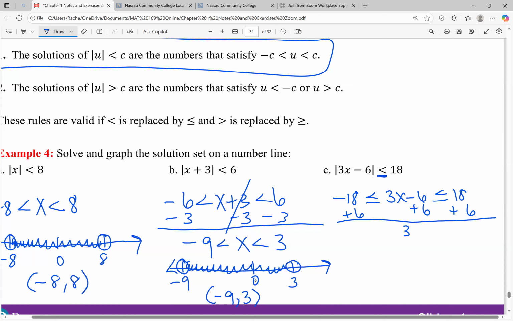So I'm going to have 3x is greater than or equal to negative 18 plus 6, which is going to be negative 12, and less than or equal to 18 plus 6, which is going to be 24. And now let's divide everybody by 3. So we're going to get x is greater than or equal to negative 12 divided by 3, which is negative 4, and less than or equal to 24 divided by 3, which is 8.